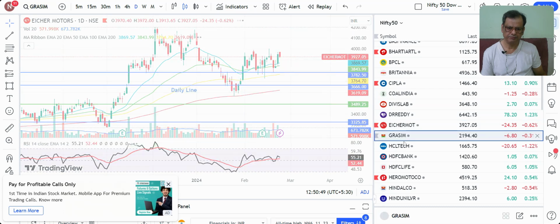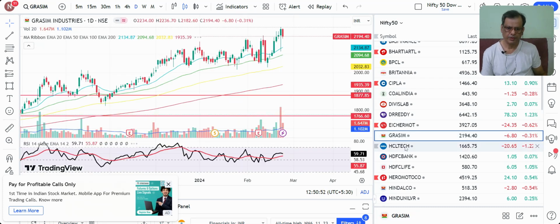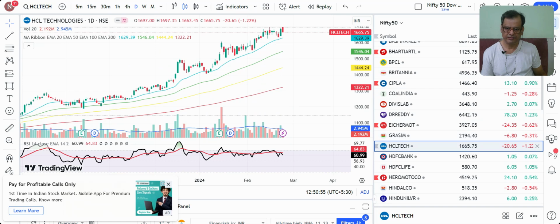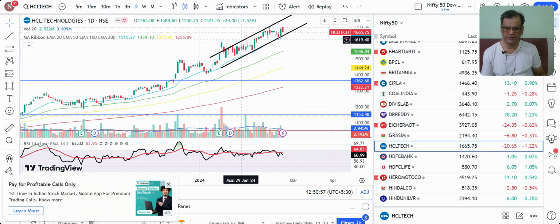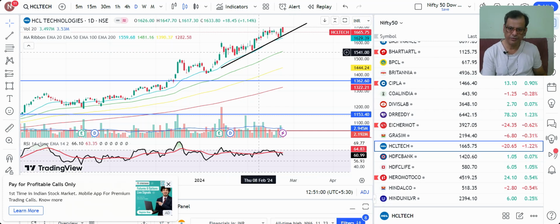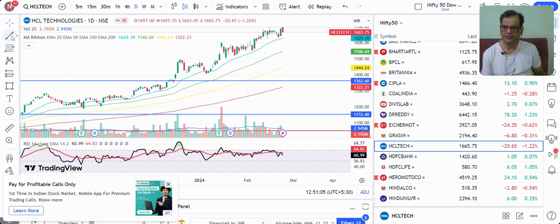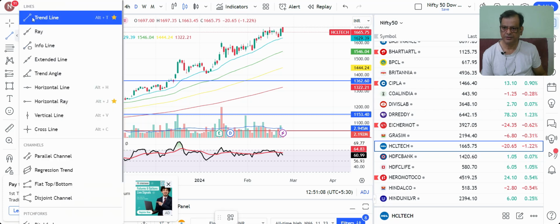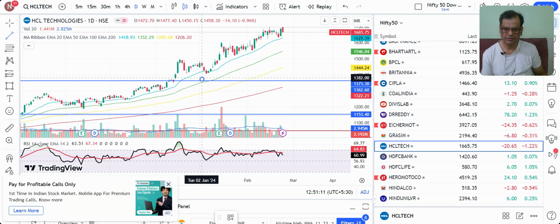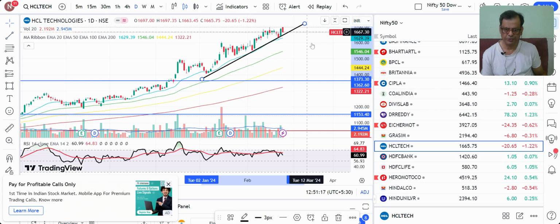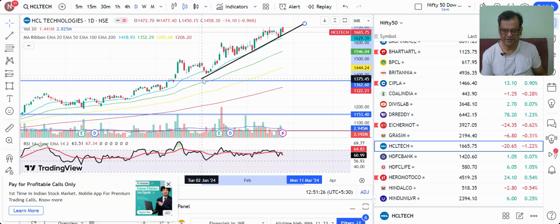Come here, HCL Tech, HCL Technologies. Let me delete these and draw it for you again. Price is in a clear uptrend. So we take a trend line, the second one on the tool palette here, and we join the lows of the trend line, which are supporting the price upward. You have one touch, two touch, three touch, four touch. You could just take this and make it a bit here. You get even more touches.